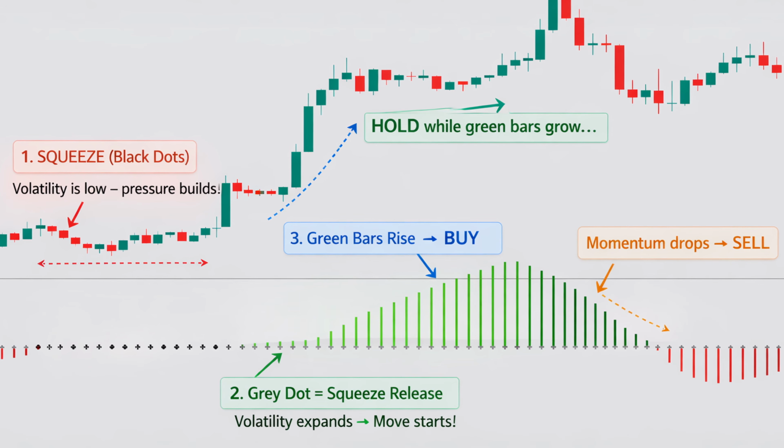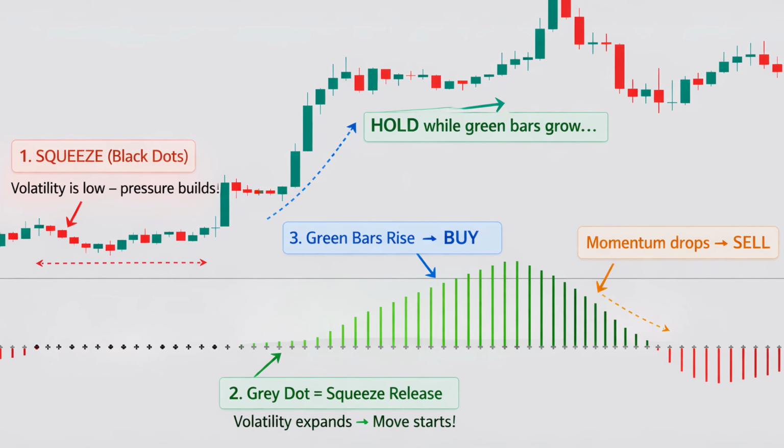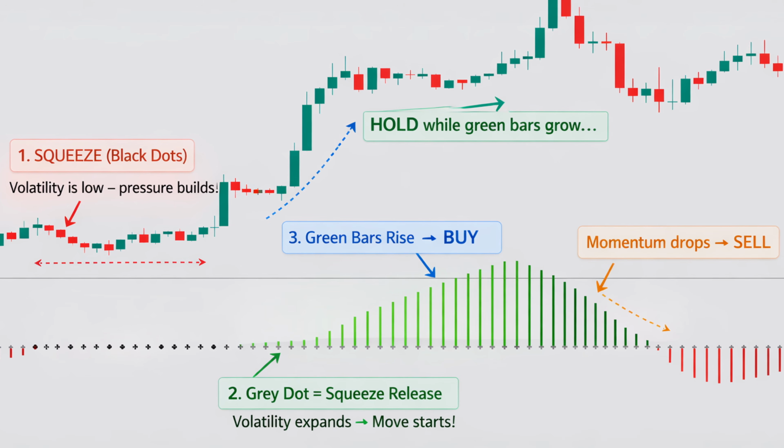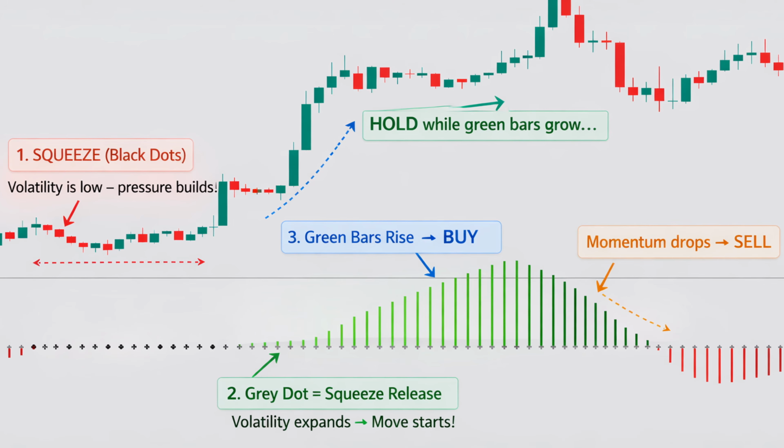Traders will often stay in the trade while the green bars continue increasing because this shows the upward momentum is still strong. The trade is usually closed when the green bars begin shrinking or when bars cross below the center line because this suggests the upward momentum may be fading. Think of when the bright green bars go to a darker green.